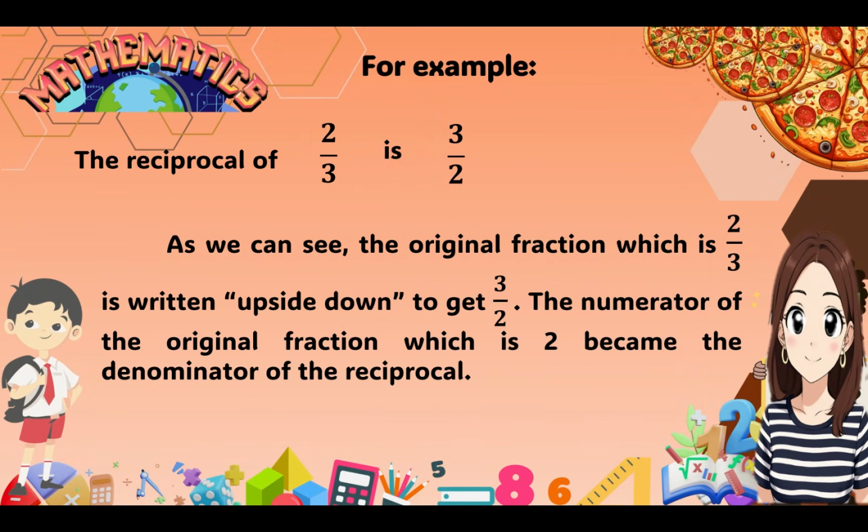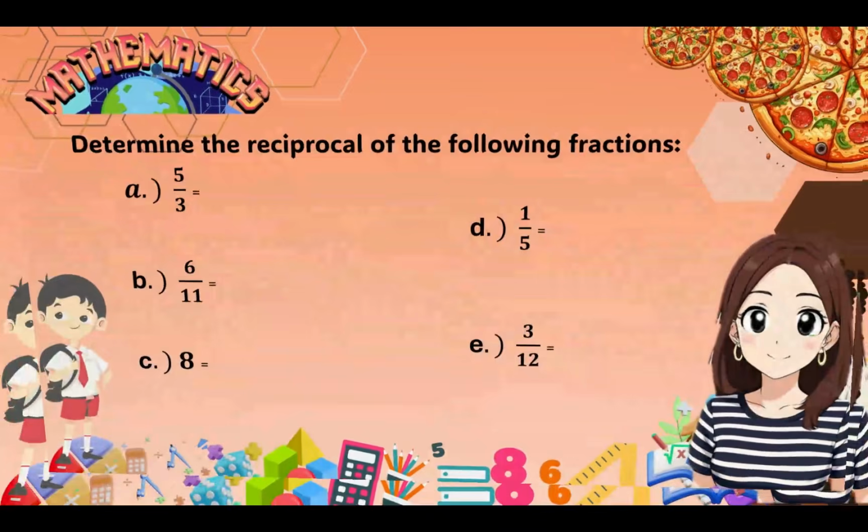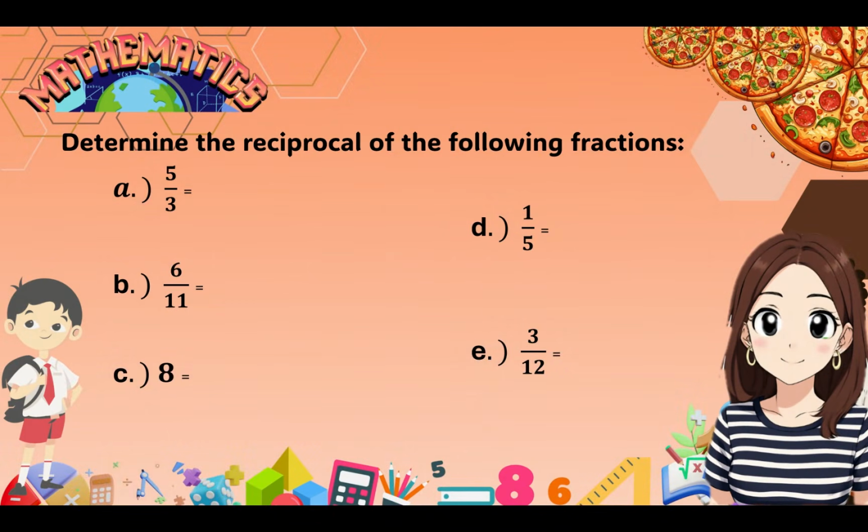For example, the reciprocal of 2/3 is 3/2. As we can see, the original fraction, which is 2/3, is written upside down to get 3/2. The numerator of the original fraction, which is 2, became the denominator of the reciprocal fraction. Now let's determine the reciprocal of the following fractions.